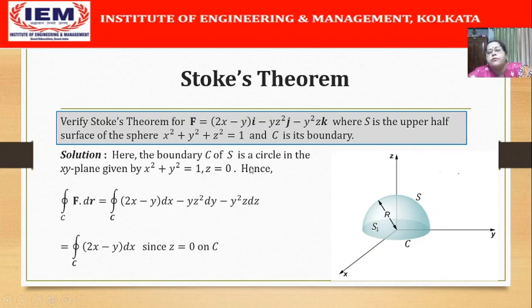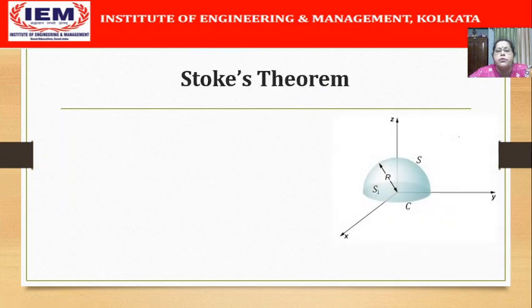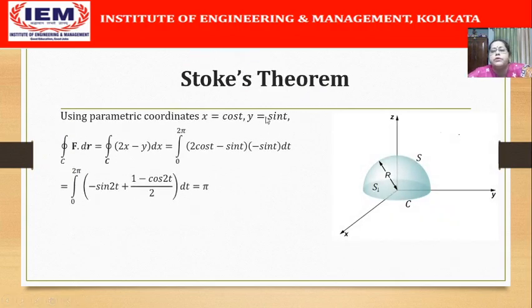And since for the circle z equal to 0, the term minus yz squared dy will vanish, and also the term minus y squared z dz will go away. So we are only left with the line integral of 2x minus y dx along this circle C. And now to evaluate this line integral, let us use parametric coordinates x equal to cos t, y equal to sin t. So this 2x minus y dx now becomes 2 cos t minus sin t, and dx is minus sin t dt. And of course for the circle, t varies from 0 to 2 pi.